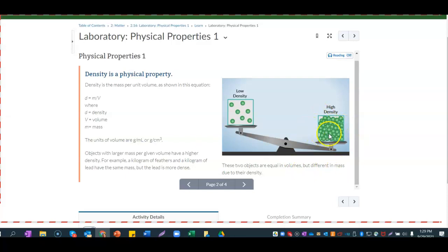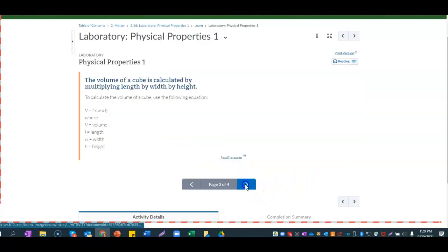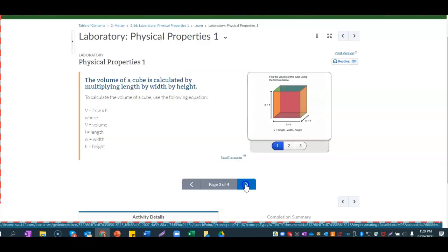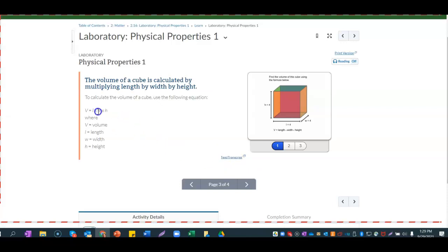So think about this being the lead and this being the feathers. If it was 1 kilogram, your scale would be balanced, but you have more density here. There's more packed into the lead. It's more dense. Okay, so as we go on, it also talks about getting the volume of an object.